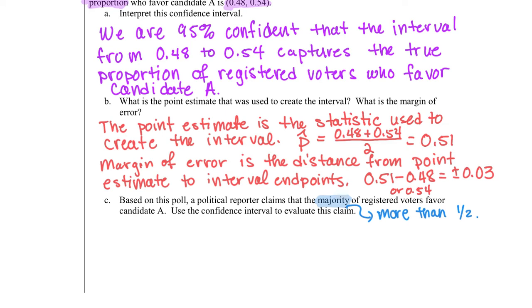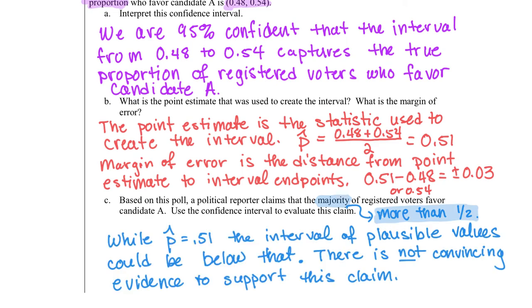And if we take a look at our confidence interval, we would say while the point estimate is over 1/2, any value from 0.48 to 0.54 would be valid. So there is a possibility that the true proportion is less than 50%.